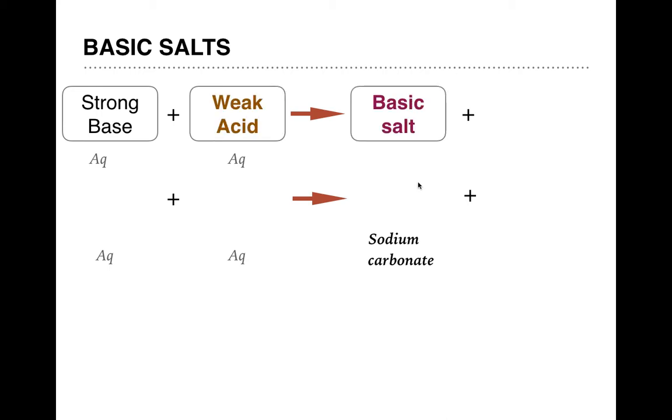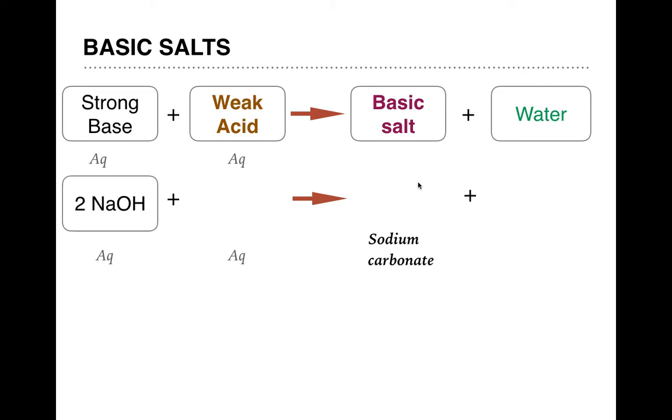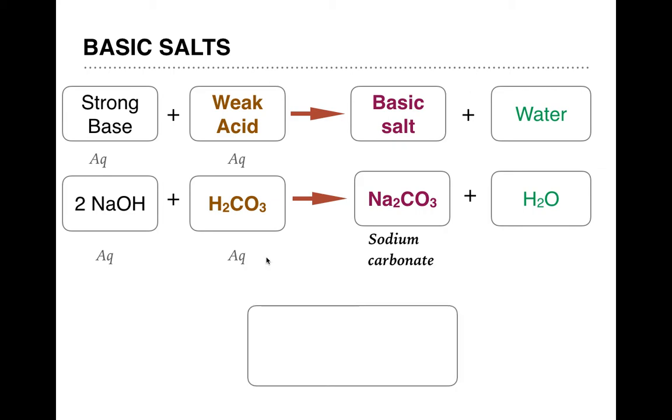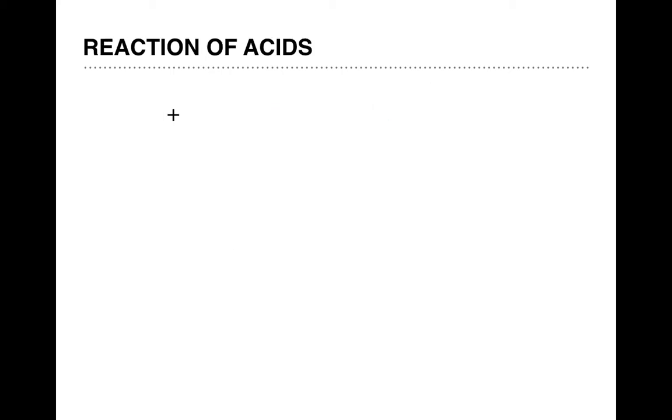Weak acid, basic salt and water. 2NaOH, sodium hydroxide, we all know it is a strong base. Weak acid, carbonic acid, H2CO3. Basic salt, Na2CO3, and water, H2O. So these are three types of salts: neutral, acidic and basic. Probably we have understood. As it is basic, it will follow the pH level of a base, so pH should be greater than 7.